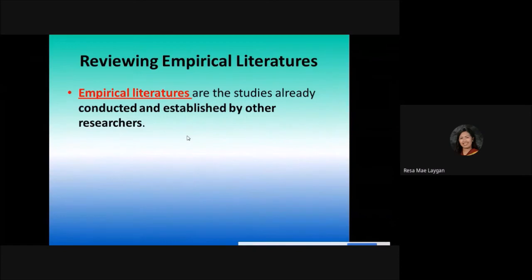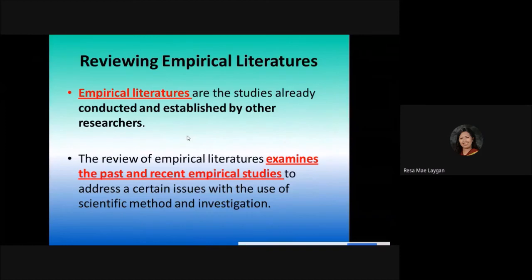So these are the studies already conducted and established by other researchers. The review of empirical literatures examines the past and recent empirical studies to address a certain issue with the use of scientific method and investigation. And take note that in reviewing your empirical literature, you have to make sure that those studies, as much as possible, should be the latest. Okay? Because you address a latest problem. So you have also to provide related literatures that are also latest.